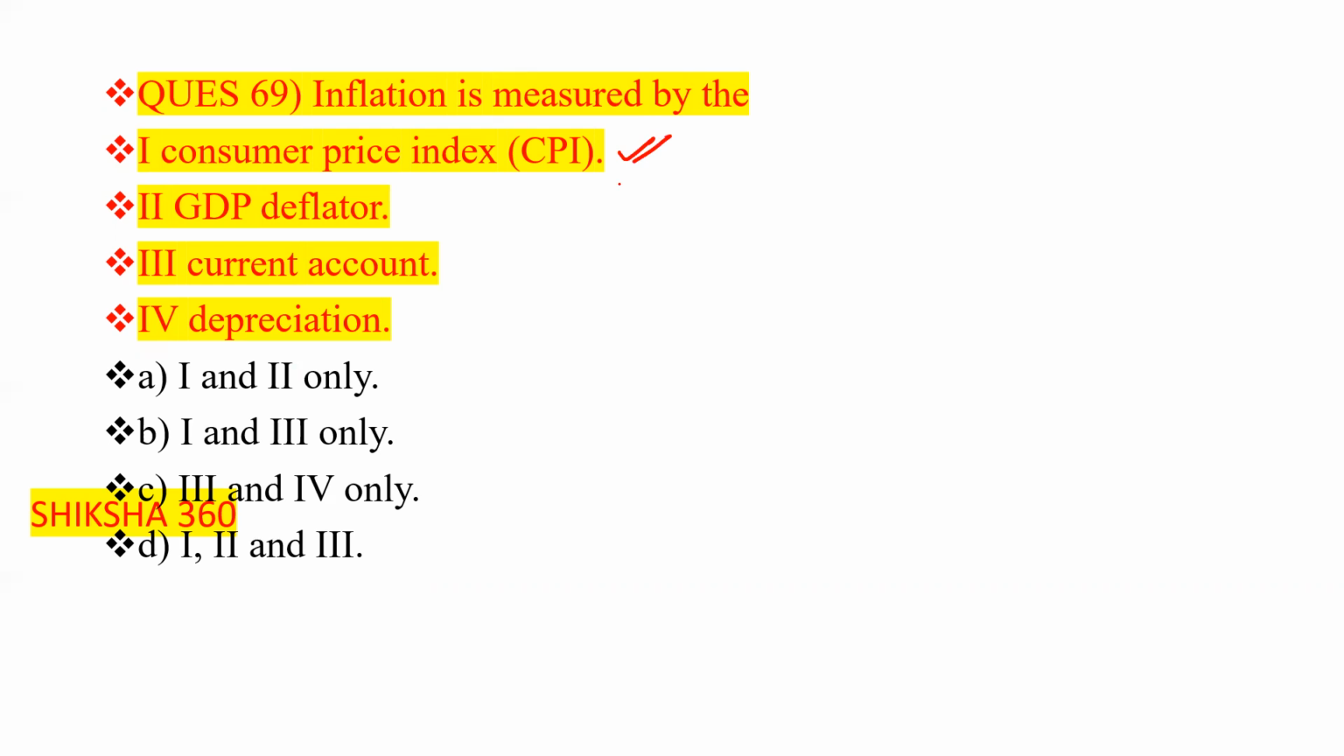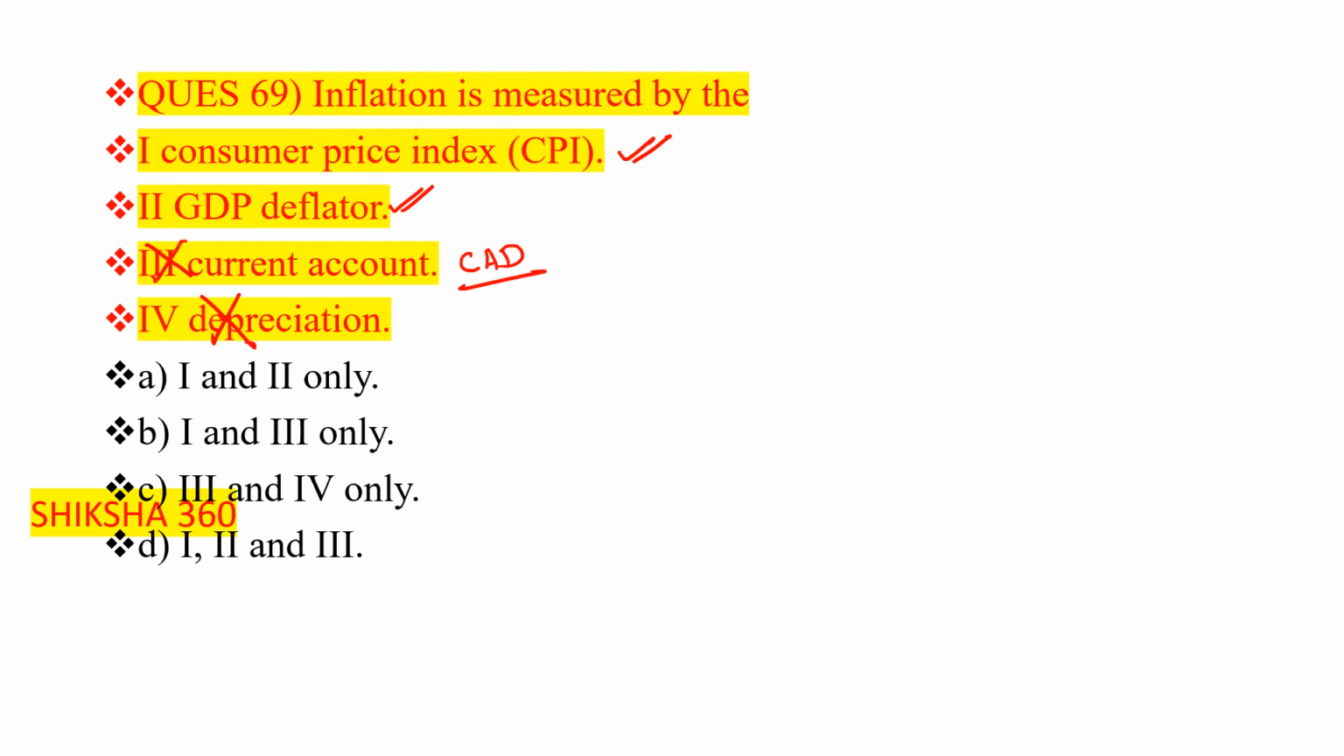The second one is inflation measured by the GDP deflator. Yes, this one is also correct. Inflation is measured by the GDP deflator. The third one is current account. If they were giving the full word, that is CAD, the current account deficit, but here they are not giving anything regarding that, so this one is not correct. Depreciation is also not. Inflation is not measured by depreciation.